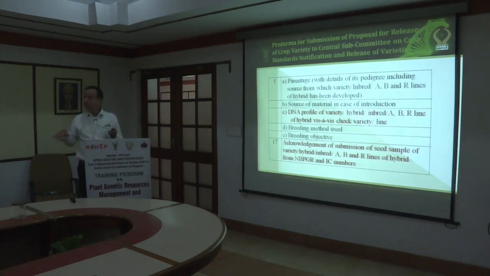So this institute here, NBPGR, is nationwide addressing these two issues. One is providing identity to the material, IC numbers. Whatever new variety is developed, whatever germplasm is there, all those materials come to us, and we are providing identity. That is one thing. And whatever new variety is being propagated or identified or released, notified, the seed lot comes to our lab, and we carry out DNA profiling of that.